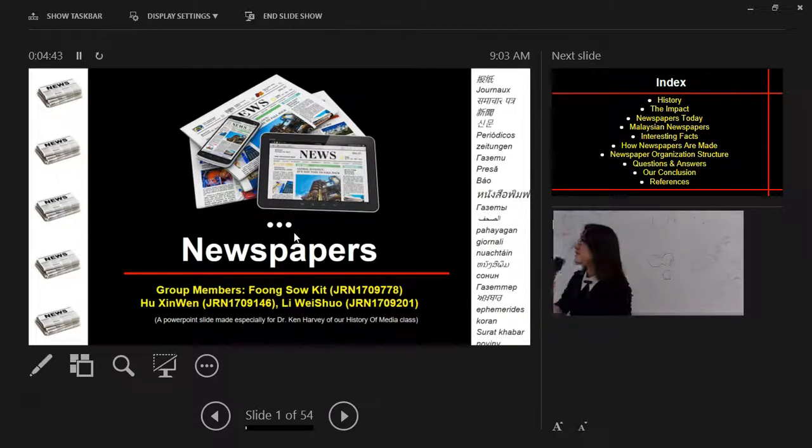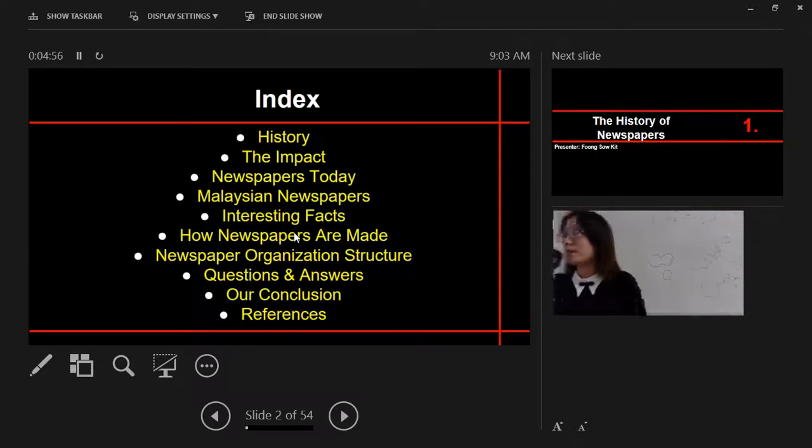All right, so for today, our group members and I have gathered every kind of information that we can to show you everything about newspapers. So firstly, let's move on to the agenda of today. We have a lot on our agenda. Firstly, we will start with the history of newspapers, followed by the impact, newspapers today, Malaysian newspapers, interesting facts, how newspapers are made, the newspaper organization structure, and our conclusion.